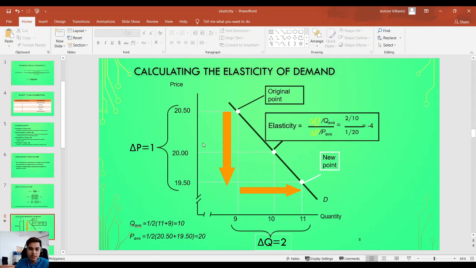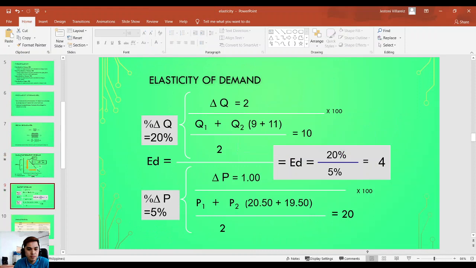Now, given the values, we're able to compute our PED or elasticity, which is negative 4. Since it's expected that the answer is always negative, now we will get the absolute value for this. So the absolute value for that is 4. So diretso na rin siya ha.